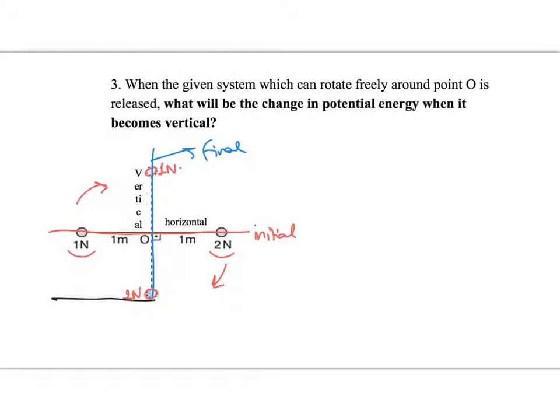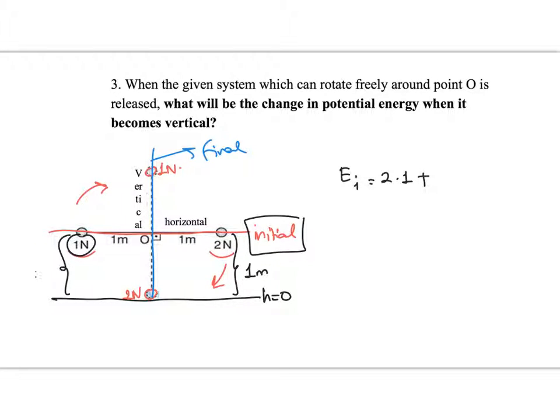So let's say that this level is the level where the height is equal to 0. So let's find the total potential energy initially. 2 Newton has a height of 1 meter, so initially it will have a potential energy 2 times 1, plus 1 Newton has a height of 1 meter, 1 times 1, so in total 3 joules of energy.